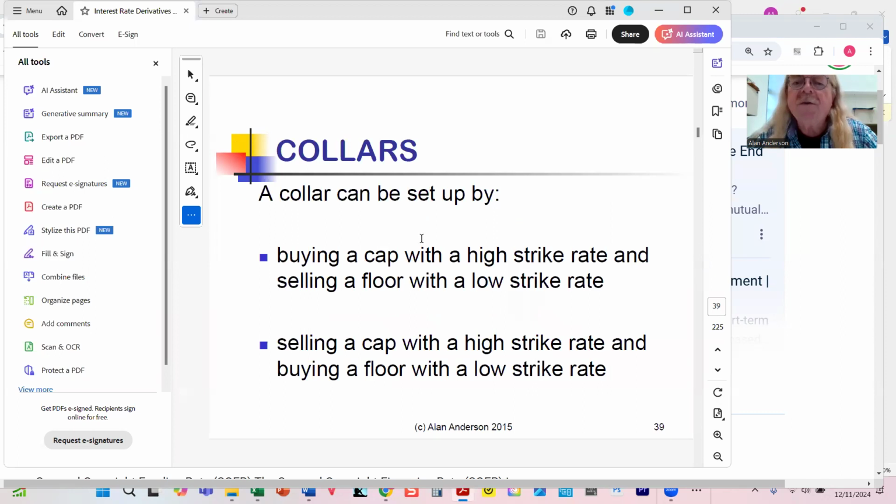Now, a collar, as I showed you before, is a combination. It's a portfolio. We've got either a long cap and a short floor or vice versa. It's a combination of the two that is designed to give us some protection at a lower cost than either buying a cap or a floor.